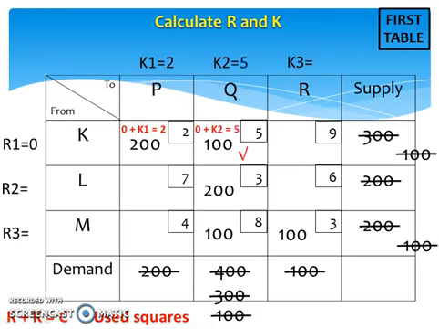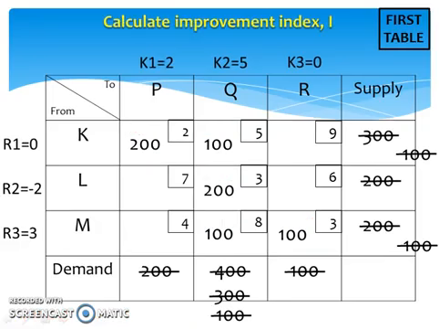Next, here we have R2 plus 5 equals 3, so we get R2 equals negative 2. And then here we have R3 plus 5 equals 8, so we get R3 equals 3. Finally, here we have 3 plus K3 equals 3, so we get K3 equals 0. After we have calculated all R's and K's, the next thing to do is to calculate the improvement index. The improvement index is denoted as I and is calculated by using the formula I equals C minus R minus K.